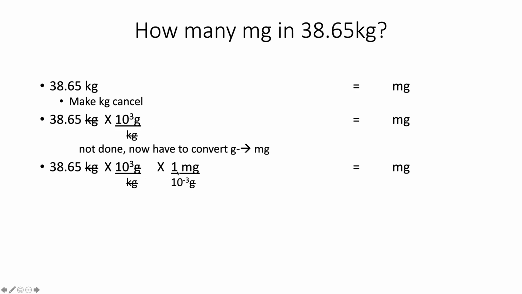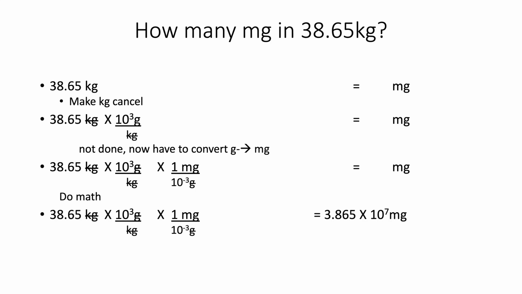Oh yeah, I know that one. A milligram is 10 to the minus 3rd grams. And then we do the math. It's good to try these on your calculator to make sure you can get the right answer. You should get 3.865 times 10 to the 7th. And so you put this in your calculator, it would be, if I can do this, can I draw with this? Let's see if I can draw with it.